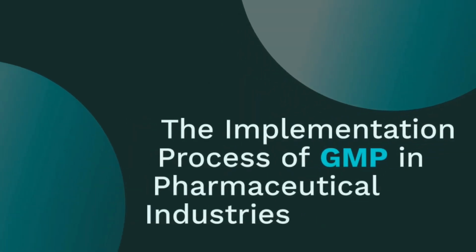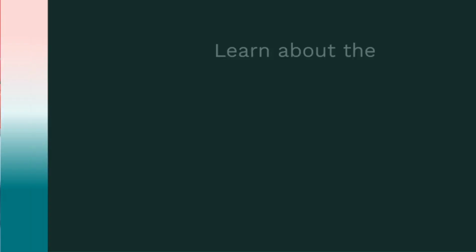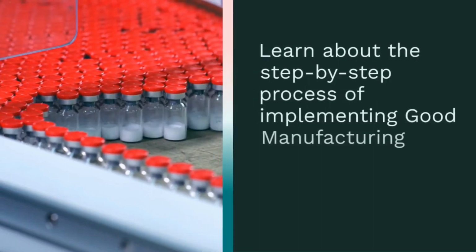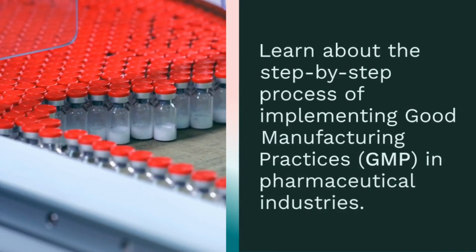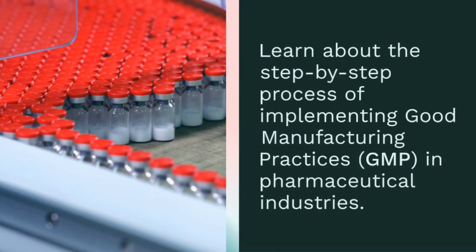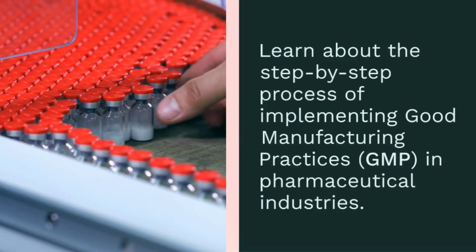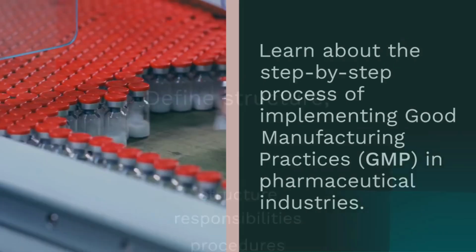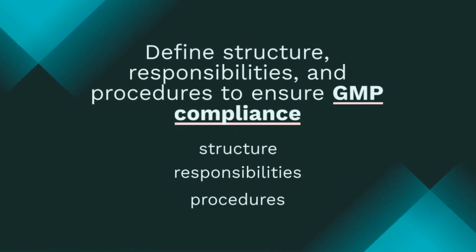The implementation process or methodology of GMP in pharmaceutical industries typically involves the following steps. 1. Establishing a quality management system. This involves defining the organizational structure, responsibilities, and procedures required to ensure compliance with GMP guidelines. 2. Facility and equipment design. The design and layout of manufacturing facilities should adhere to GMP requirements, including appropriate segregation of production areas, control of environmental conditions, and maintenance of equipment.